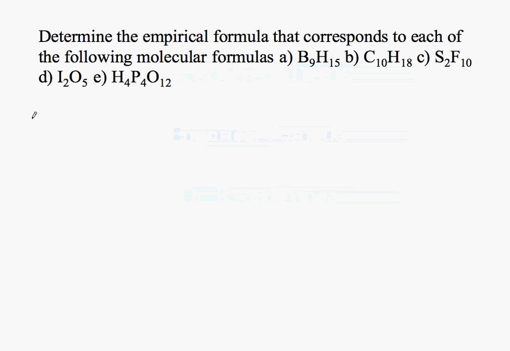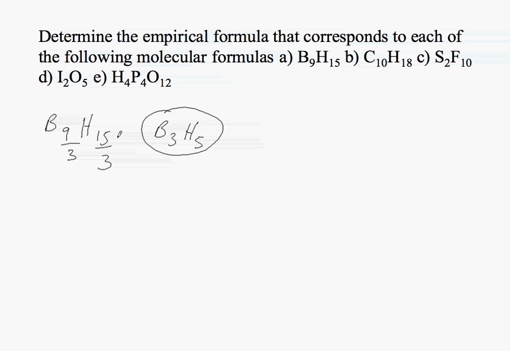So if we look at A, we have B9H15. The question is, do we have a whole number ratio that can go into both the 9 and the 15? The answer is yes. We can divide it by 3. That means that the empirical formula would be B3H5.